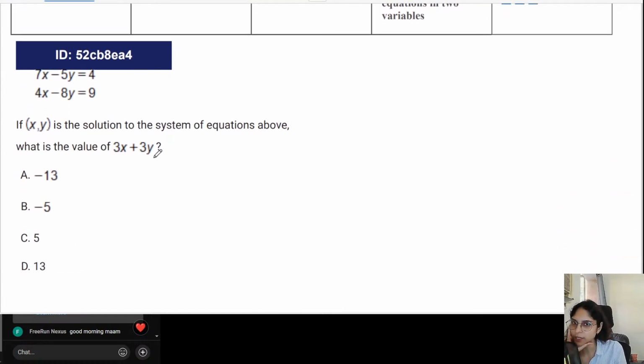Okay, they want the value of 3x plus 3y. Like I told you, just see if by adding or subtracting you can do it. 7 minus 4 is 3, -5 plus 8 is 3. Yes, you just have to subtract the equations. If you're subtracting the equation, you just have to do 4 minus 9, that is -5. Answer is -5.